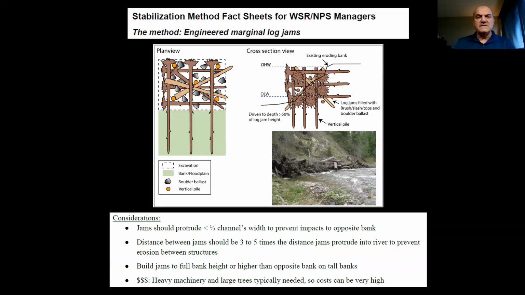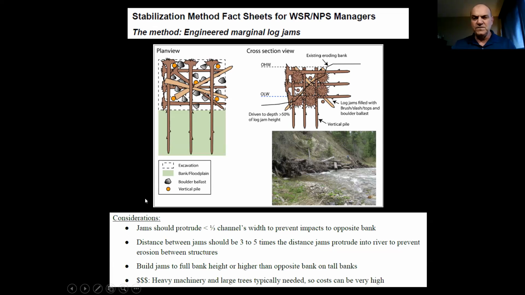Now, each of these treatments, I think there's 20 or so different types of treatments outlined in the report. Each one of these treatments has a fact sheet associated with it, giving you a pictorial image and some details on how you might construct it. Then there's also a little narrative piece on their value and where you might use them. And then there's little considerations, little details of how far the log jam should stick out relative to the width of the channel, things like that.